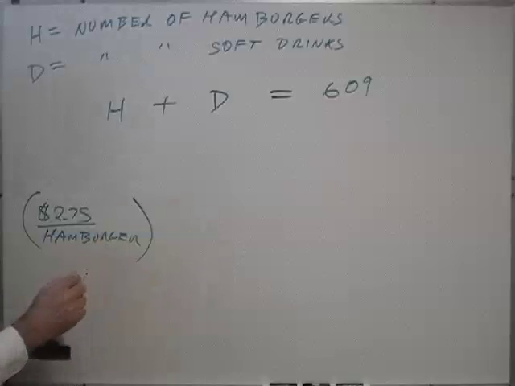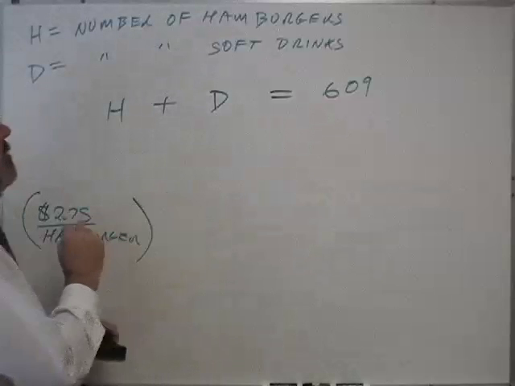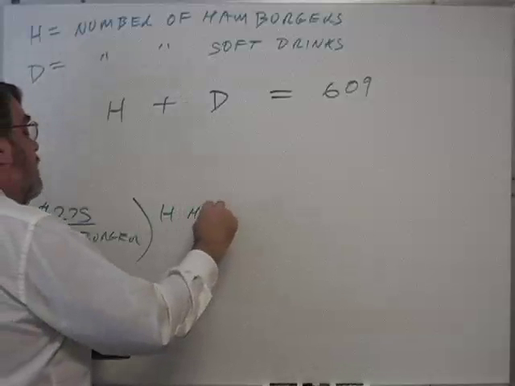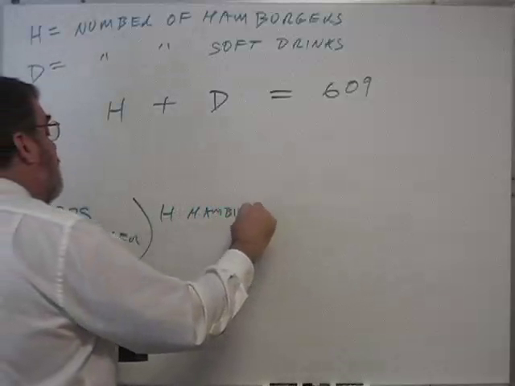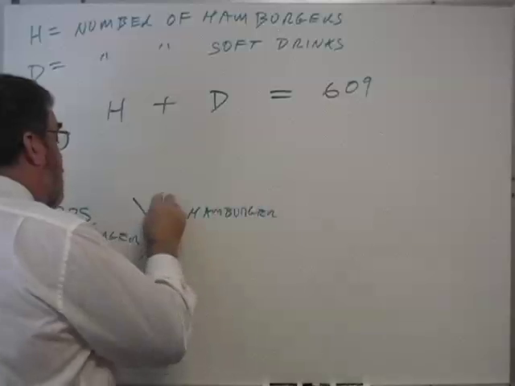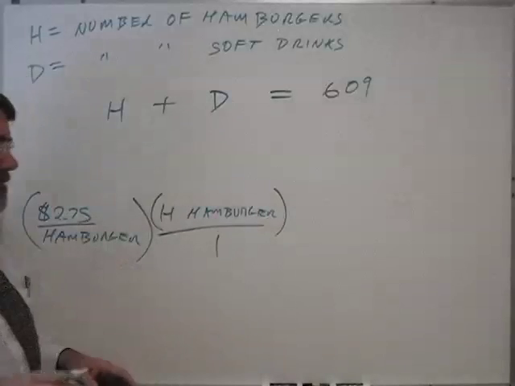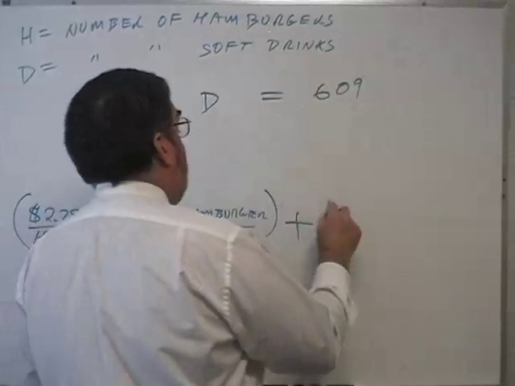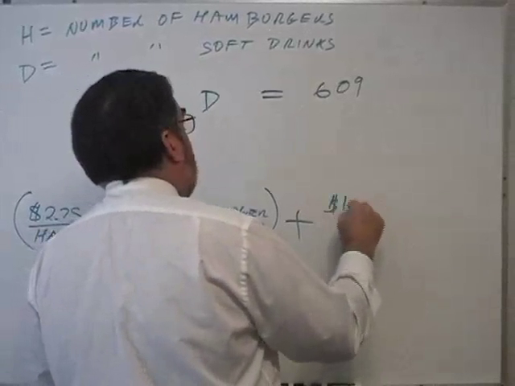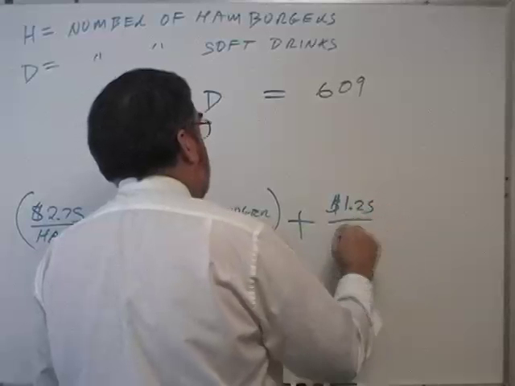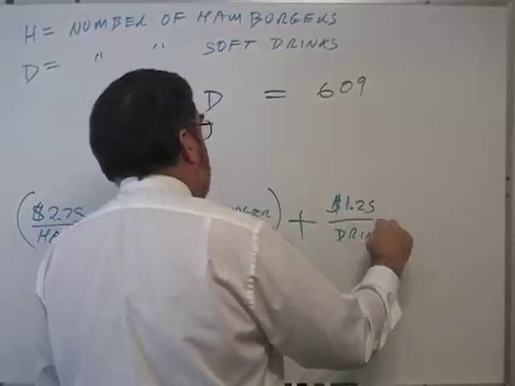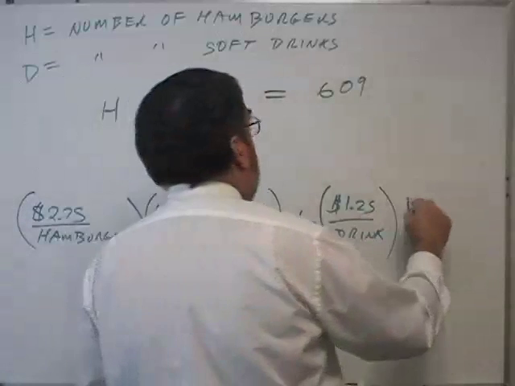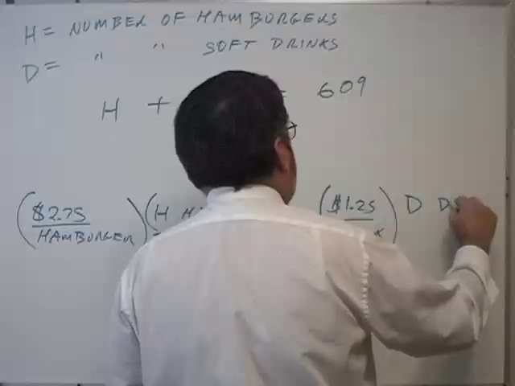And I'm going to sell H of them. That's the number of hamburgers, H hamburgers. All right, I should have picked a shorter word. And soft drinks sell for $1.25 per, now I'll just call it drink, $1.25 per drink times D, number of drinks.